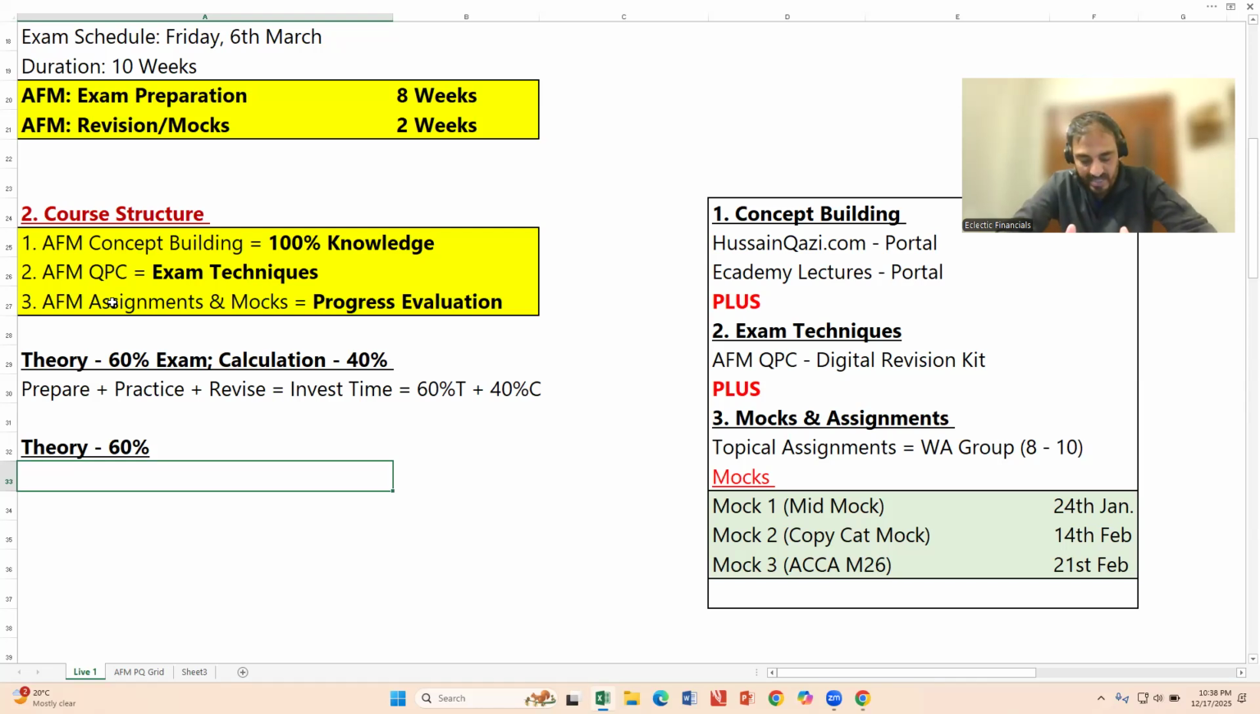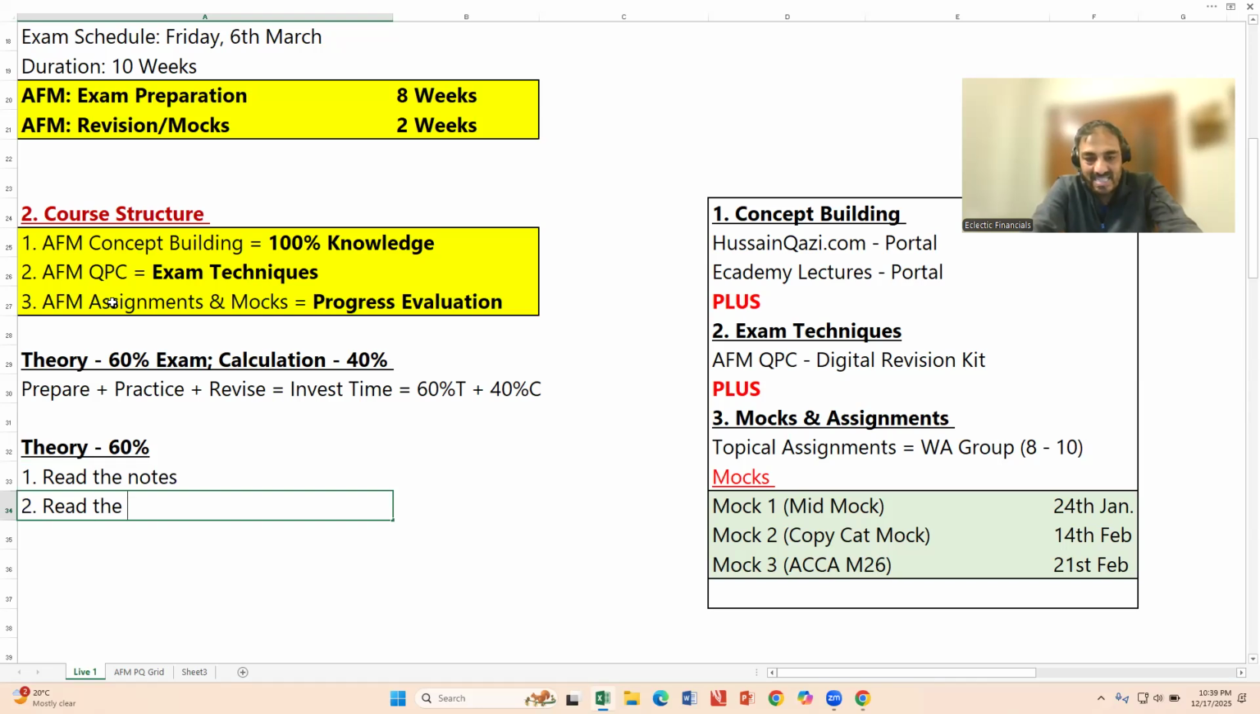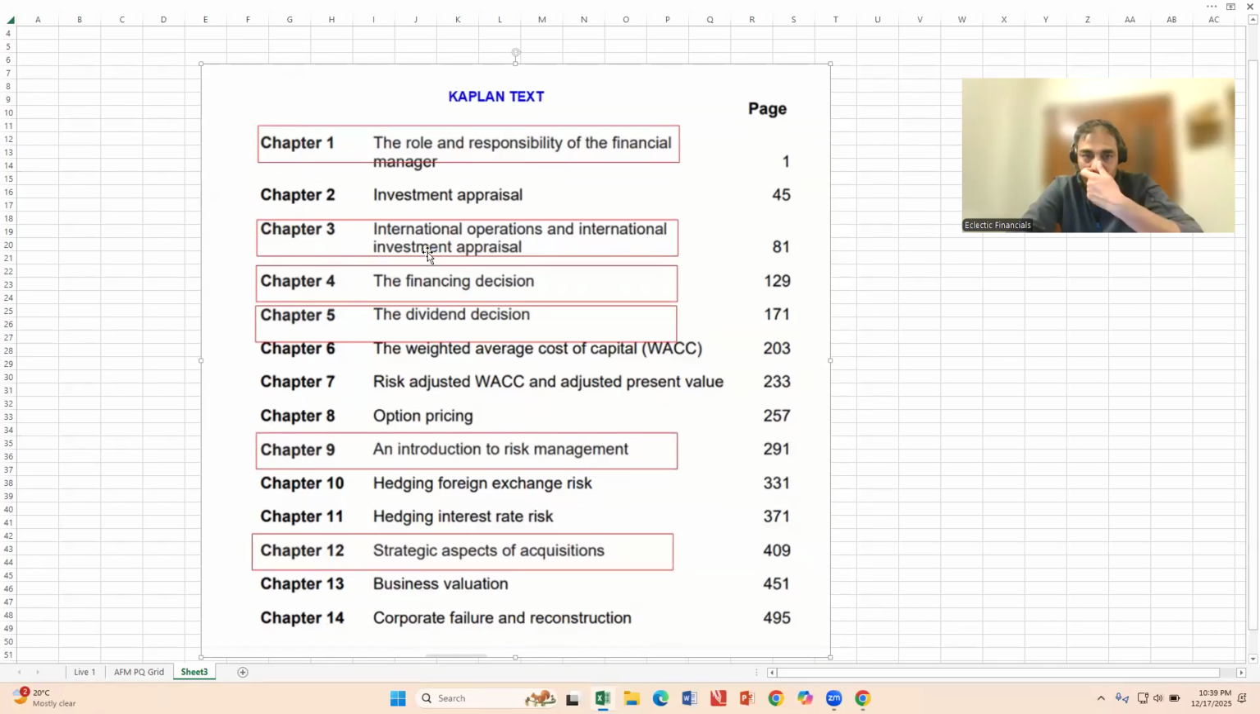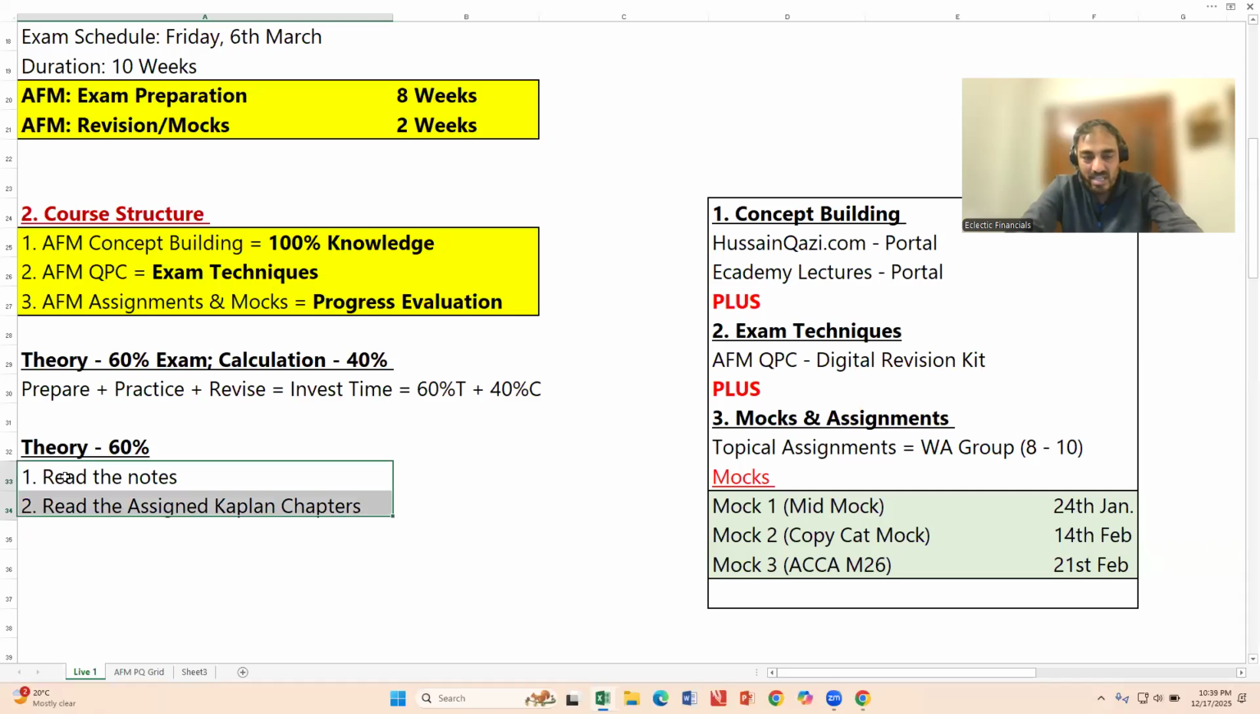First of all, for any topic, for example investment appraisal, after completion of the video lectures, first you need to read the notes. Number two, read the assigned Kaplan chapters. I will assign you the Kaplan chapters. These 6 chapters you need to read. I will assign you time by time. But these 2 points are only reading.